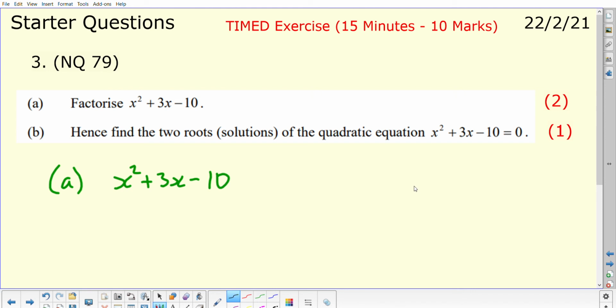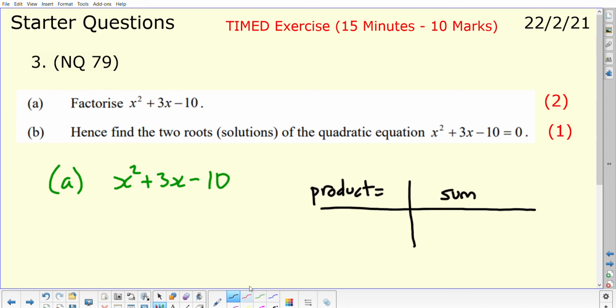And when you do the trinomial expression and you've just got a 1x squared there, so there's no number in front of the x squared, remember that what you're looking for here is your product and your sum. So we need the product to be the last number, and here the last number is negative 10, and your sum needs to be equal to 3. So you're trying to come up with two numbers that will multiply together to give you negative 10. I think that could be negative 1 times 10, it could be negative 10 times 1, negative 2 times positive 5, or negative 5 times positive 2.